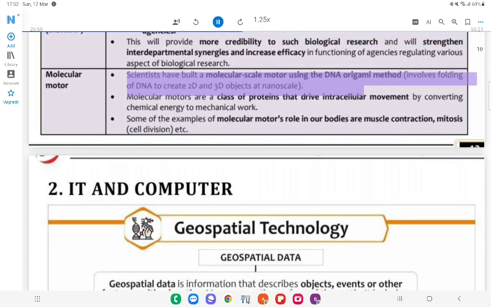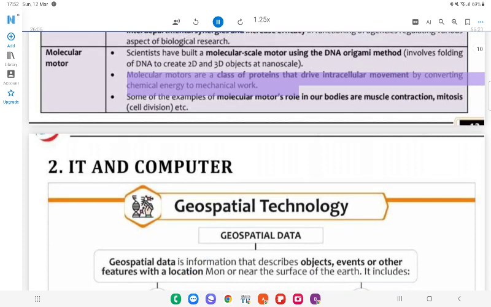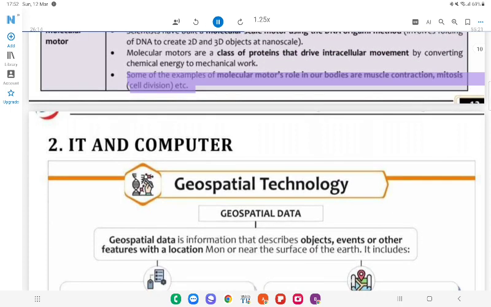Scientists have built a molecular-scale motor using the DNA origami method, which involves folding of DNA to create 2D and 3D objects at nanoscale. Molecular motors are a class of proteins that drive intracellular movement by converting chemical energy to mechanical work. Some examples of molecular motors' role in our bodies are muscle contraction, mitosis, cell division, etc.